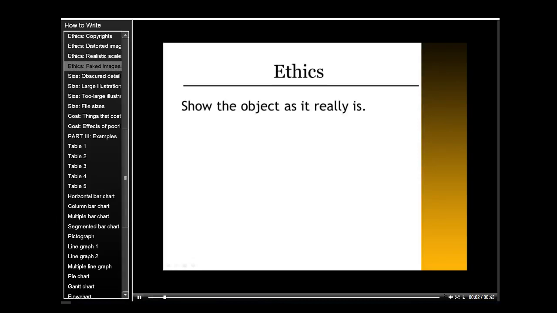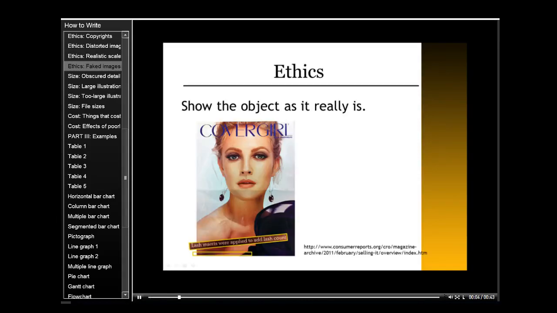Show objects as they actually exist. Another famous example, Drew Barrymore in a CoverGirl ad. Ooh, she used mascara. Look at those, all sorts of eyelashes sticking out and making her eyes pop. Oh, but wait. "Lash inserts replied to add lash count." Yeah, not ethical at all.